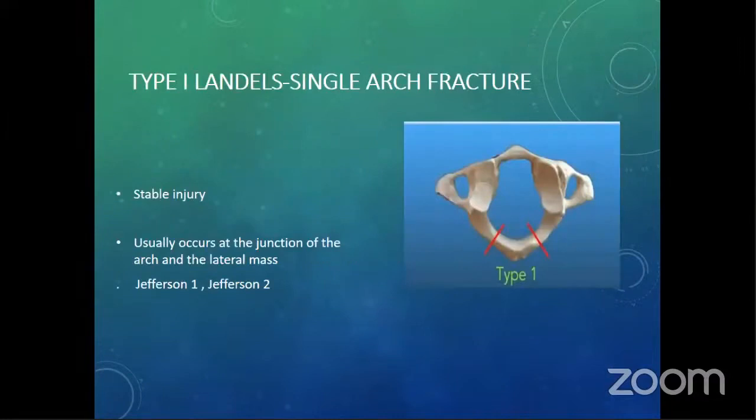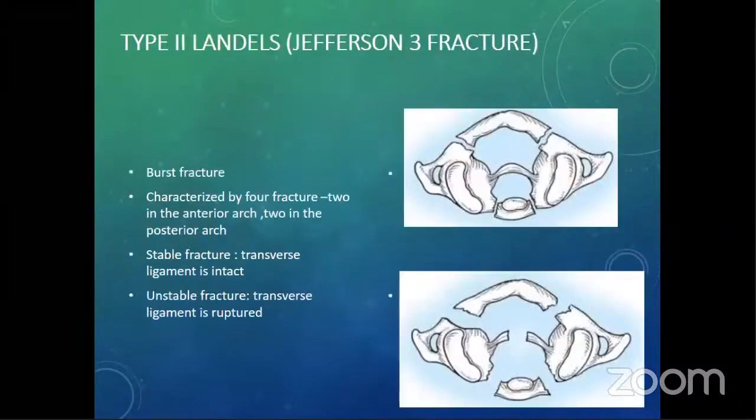So type 1 is a stable injury. It usually occurs at the junction of the arch and the lateral mass. And Jefferson 1 and 2 are the same as type 1 of Landells. In type 2, there is a burst fracture, and it is characterized by 4 fractures, 2 in the anterior arch and 2 in the posterior, so it involves both arches. It is also divided into two types by involvement of the transverse ligament. In case the transverse ligament is intact, we classify it as a stable fracture. Whereas if the transverse ligament is ruptured, we label the fracture as type 2 unstable fracture.